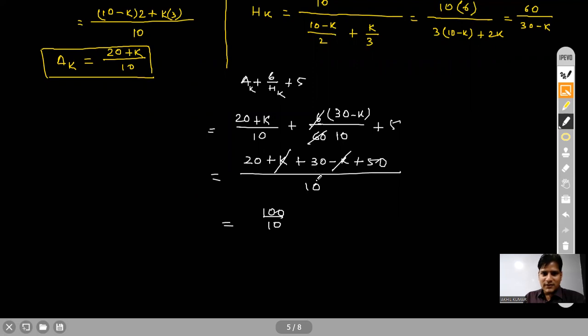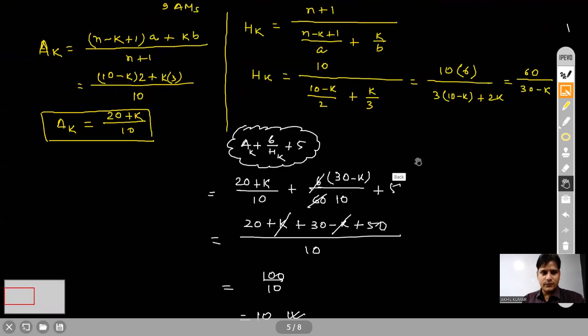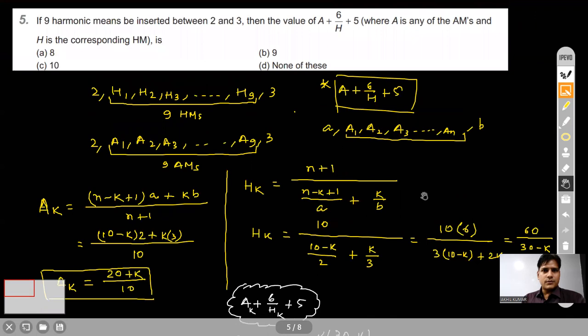So let's see. Actually, this expression is not dependent on the value of k. It is not dependent on the position, because this k term is getting cancelled out from our expression, right? So it will be equal to 10 for any value of k you take. So our answer to this question will be 10. Let's see which option that is. So it will be option C. So option C will be correct.